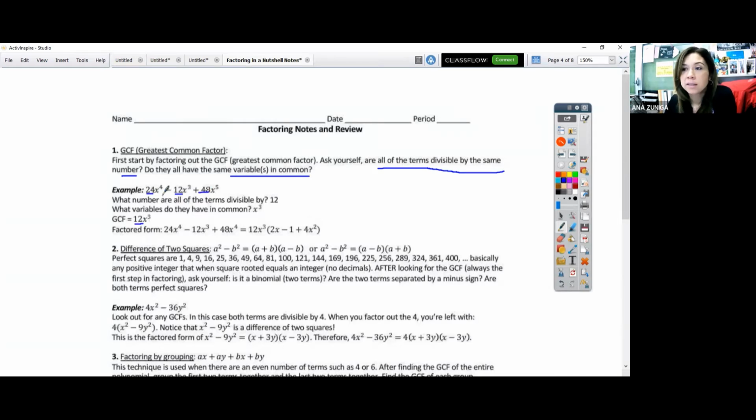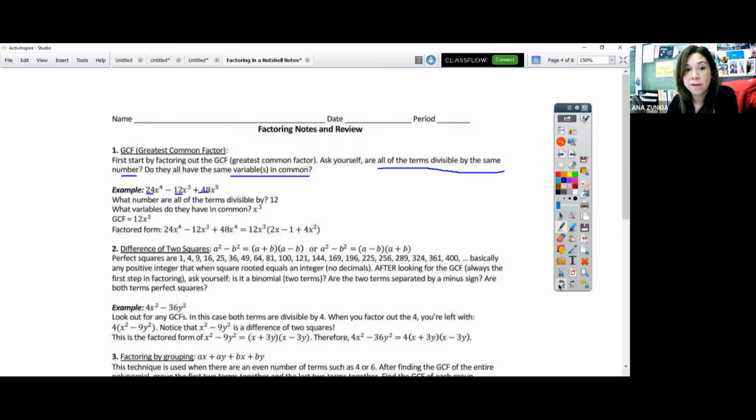Then you look at the x's. In the first one, you have x to the fourth power, x to the third power, x to the fifth power. So what they have in common, the most that you can take out of the x's is going to be x to the third power. They each have an x cubed to give. So 12x cubed becomes your GCF. If the question is, what is the GCF? The answer would be 12x cubed.